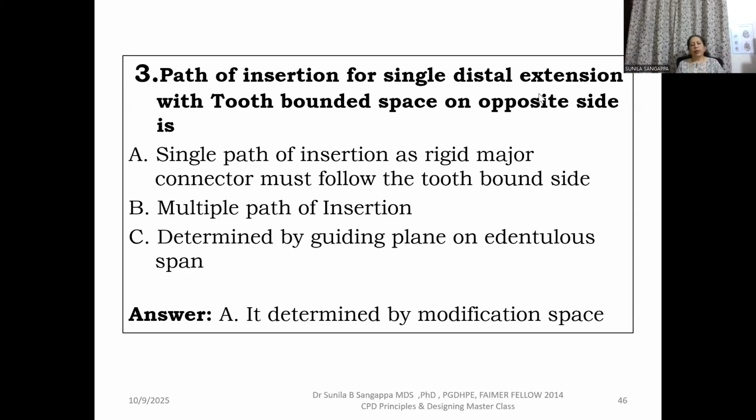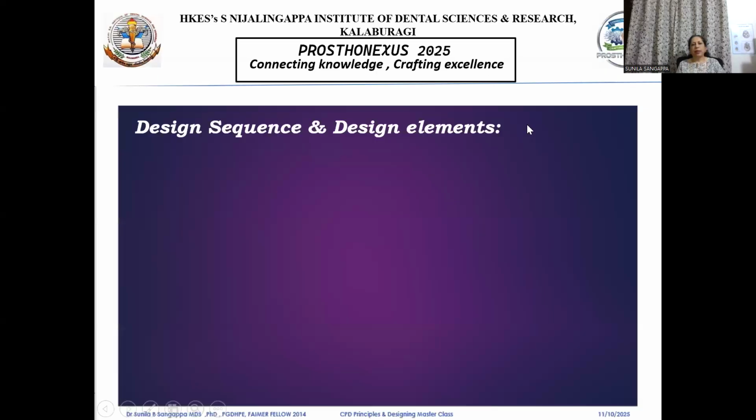All right. So far we have answered our 6 key questions, and we've also discussed the biomechanical principles, the philosophies of design, the importance of selecting the right primary abutments, then the need for an optimal path of insertion, then the need for an appropriate guide plane in order to limit the denture movement, both in function as well as in insertion and removal. Now let's go ahead, consider the design sequence and design elements.